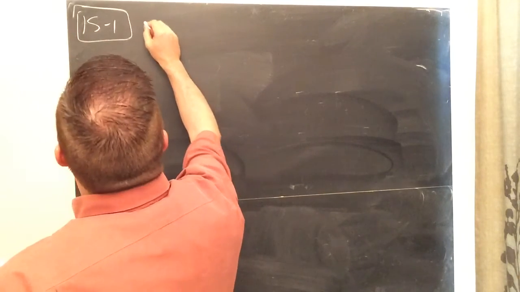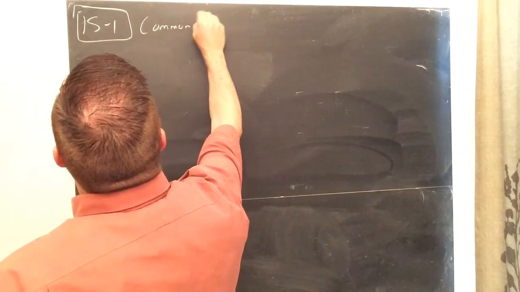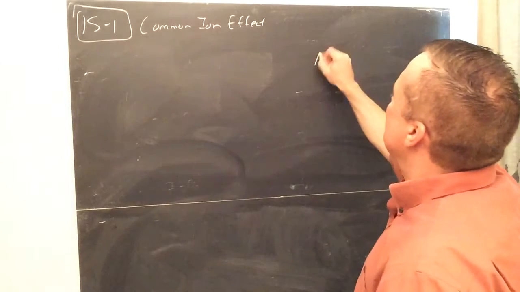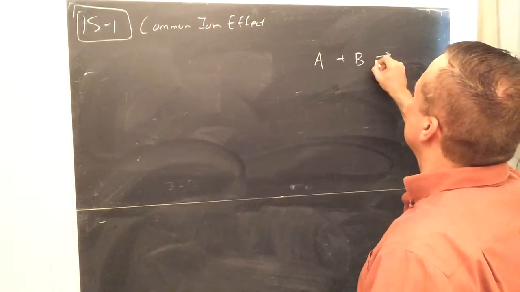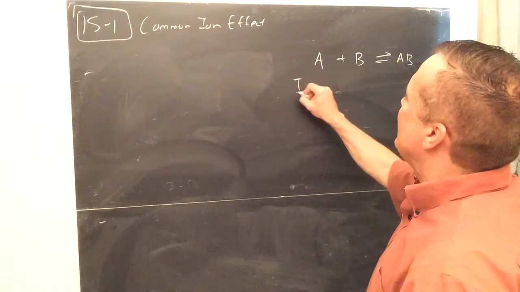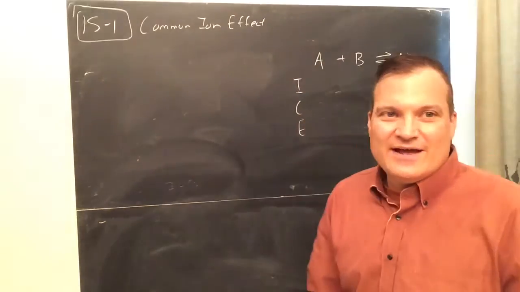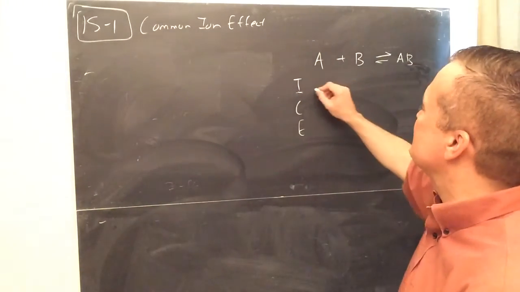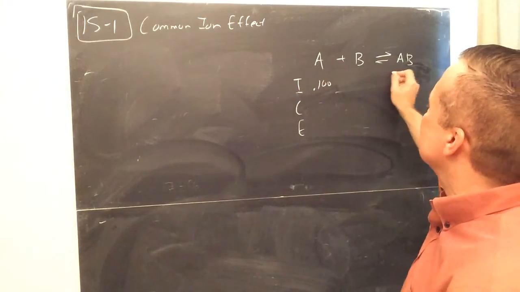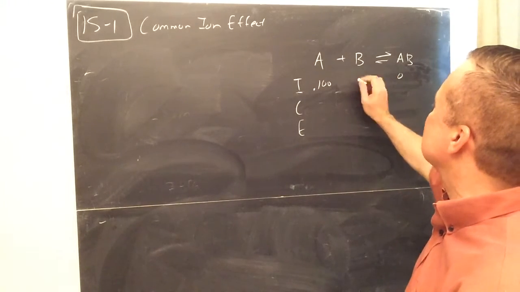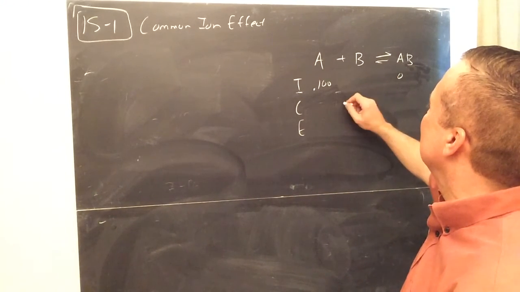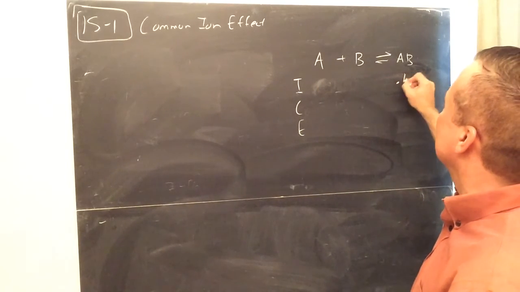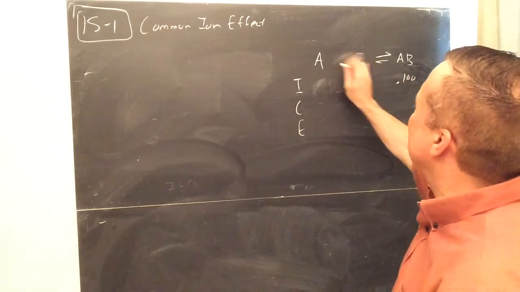We have already done something a lot like this. Let's just say that we were doing an ICE box problem. Normally you say the original molarity or pressure or whatever we did before of A was 0.100, and then that's going to be 0. Let's do it the other way around. Let's just say that this was 0.100.